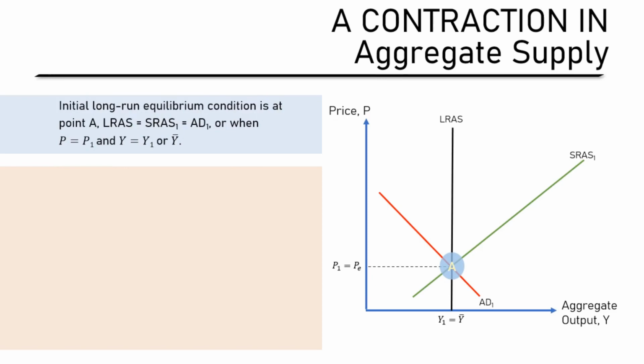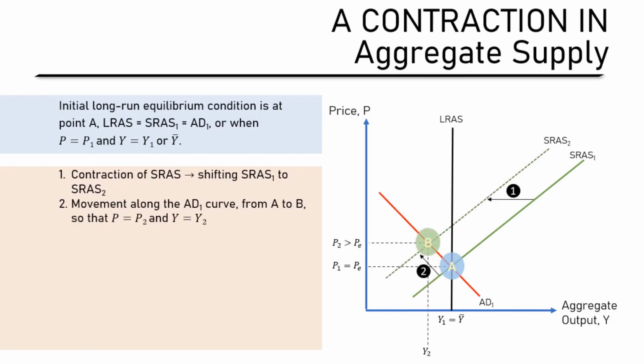When SRAS curve is shifting to the left, it pushes the price level high to P2, leading to a movement along the AD curve. With higher price level, AD will be lower, thus lower the aggregate level of output to Y2. P2 and Y2 at point B are the short-run equilibrium. The condition is called stagflation because higher price or inflation occurs along with higher unemployment resulting from lower level of output. However, just like in the previous case, the story doesn't stop here.